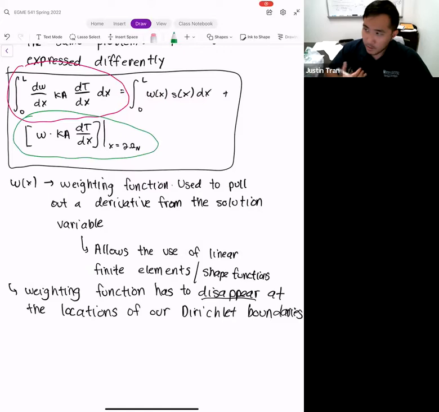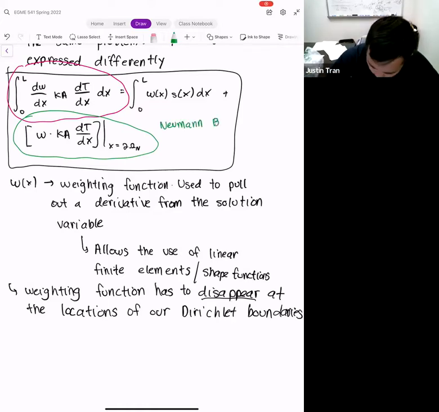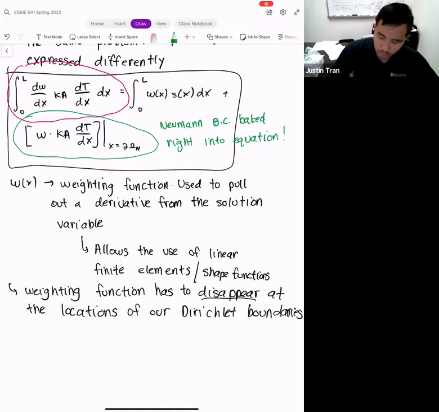Another nice unique feature about the weak form is that the Neumann boundary conditions are baked right into the equation, and so we don't have to do anything extra to satisfy them. And that's really nice. As we're going about solving the weak form, we don't have to do anything special for that, right?